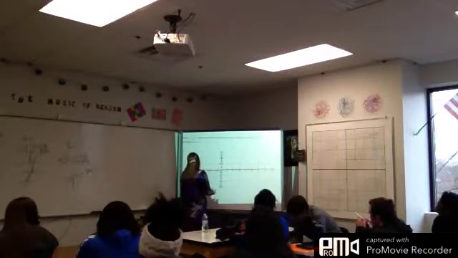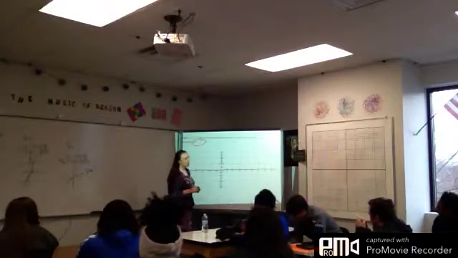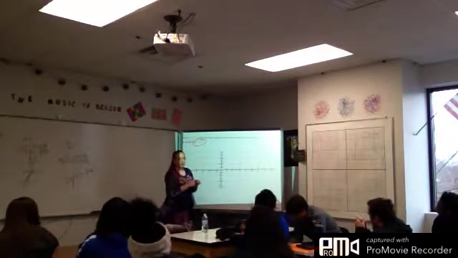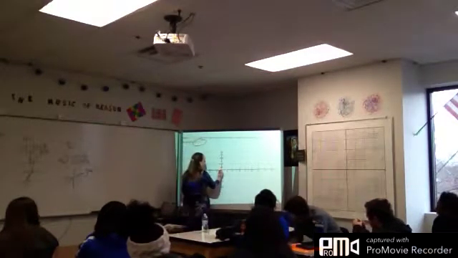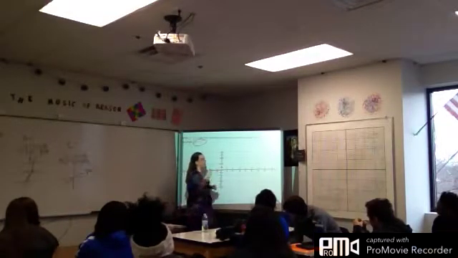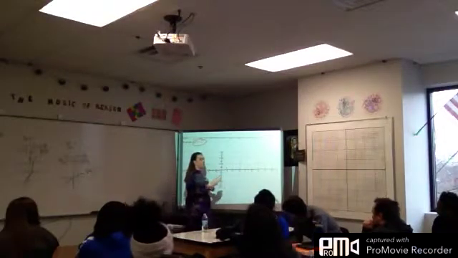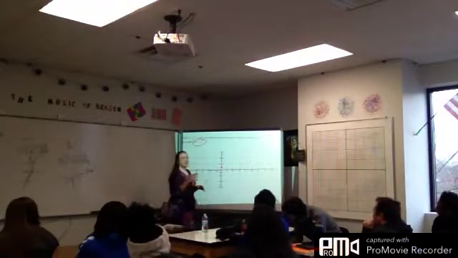If I want to graph, let's start with the parent function, y equals radical x. What does that mean? Where's the starting point? 0, 0. If I plug in a 1, what do I get out? 1. And if I plug in a 4, what do I get out? 2. The square root of 4 is 2. So I just pick easy numbers.